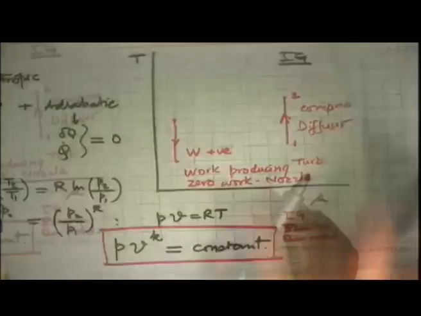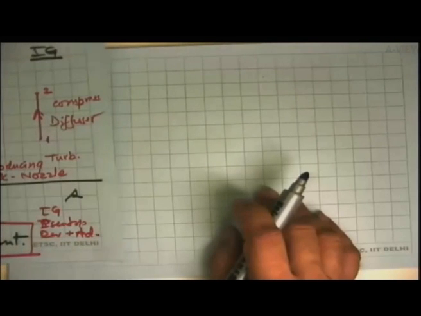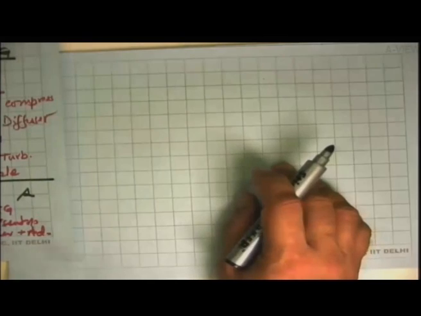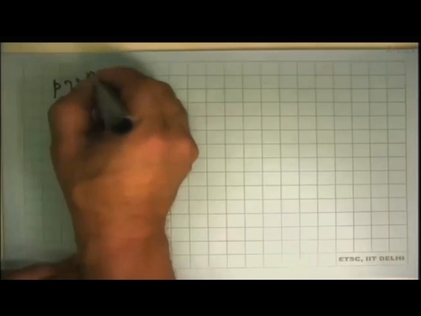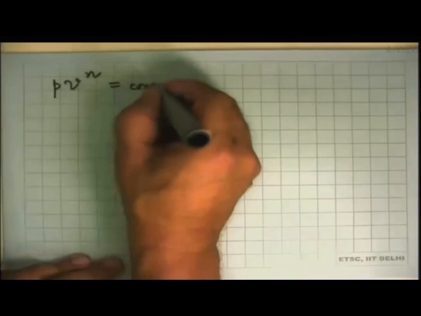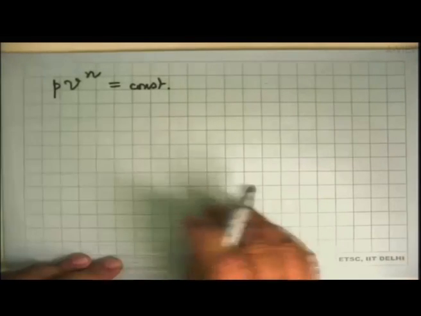And now we say, what if the process is not like this? Some irreversibilities are there in this process. Or what if there is heat transfer during this? Can I use this equation? The answer is no. So what is the next best simple thing that one can do? Well, we can make an approximation. Instead of calling it PV to the power K equal to constant, I will call it PV to the power N equal to constant, and use it with a fair degree of caution.